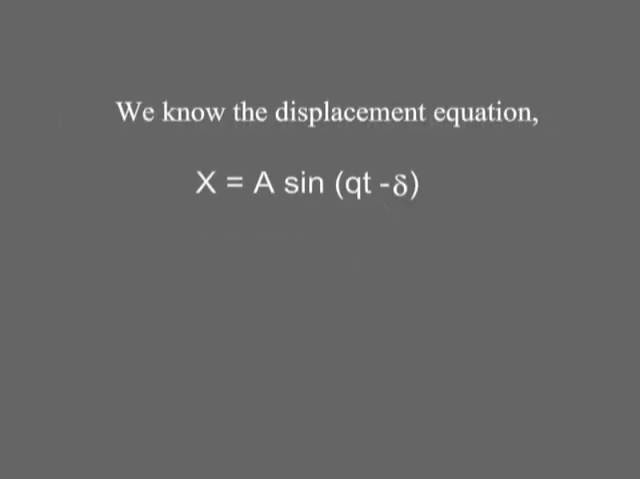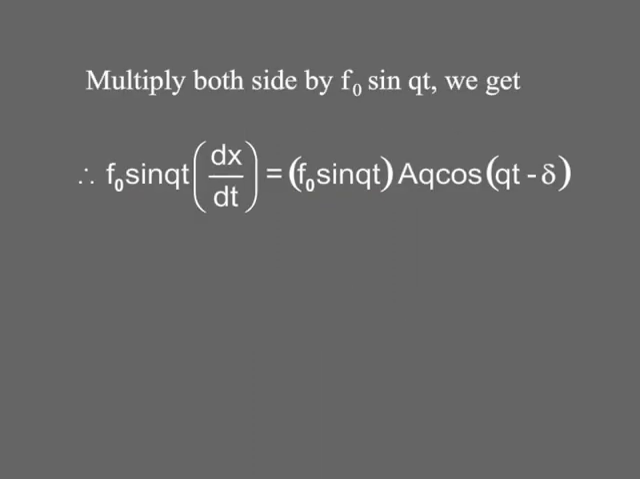We know the displacement equation, that is, x is equal to a sin(qt − δ). Differentiating the above equation with respect to t, we get dx/dt is equal to aq cos(qt − δ). Multiplying both sides of the above equation by F0 sin qt, we get F0 sin qt dx/dt is equal to F0 aq sin qt cos(qt − δ).